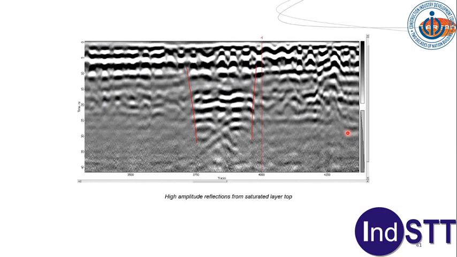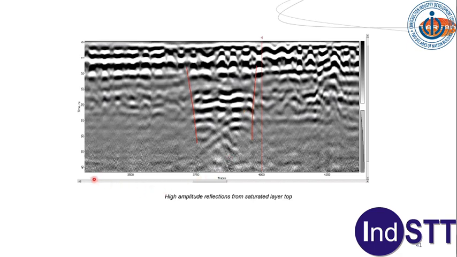We did a lot of experimental work with the university on finding out these water leaks from water mains. This was in the city of Bangalore, and you can see we have collected different kind of signatures. So this is high amplitude reflections from saturated layer top. All this work was done parallel to the water main. So we knew where the water main is. We first located the water main, and we did the work parallel to that.